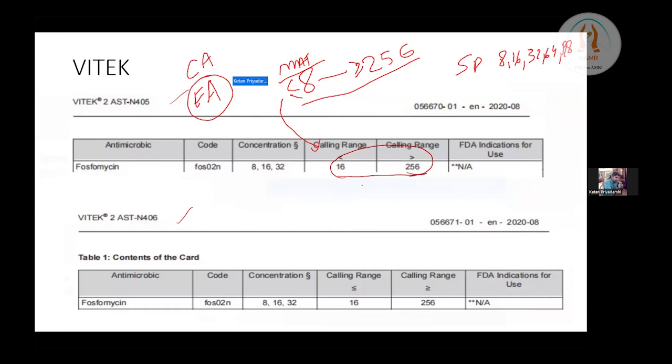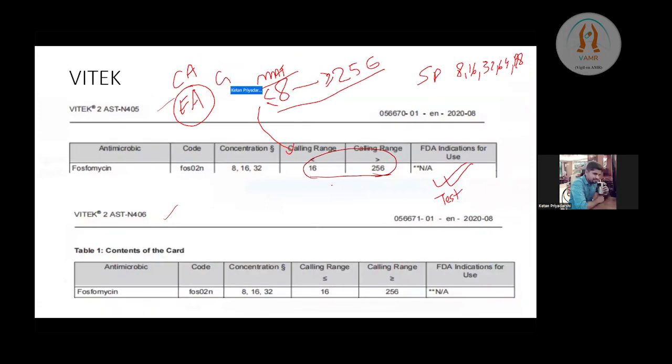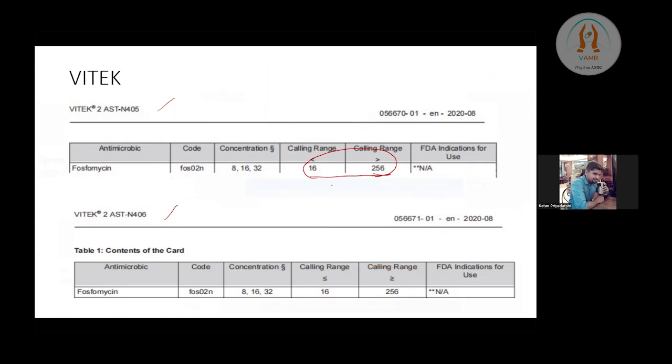Now, essential agreement you can ascertain only if your test method, which is VITEK in this case, and your gold standard method, which is modified agar test, are tested in almost the same range. That's why we have to test 5 plates so that the MIC range is taken into account. It will help us calculate the essential agreement for VITEK. VITEK in both the panels, the calling range or the reporting range, is 16 to 256. That's why 5 plate testing will be followed.